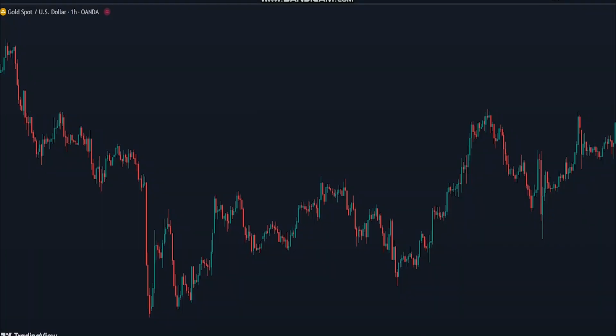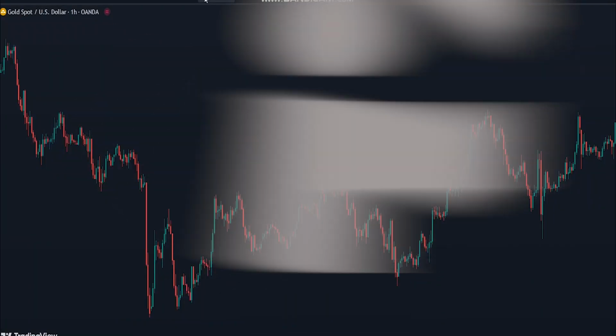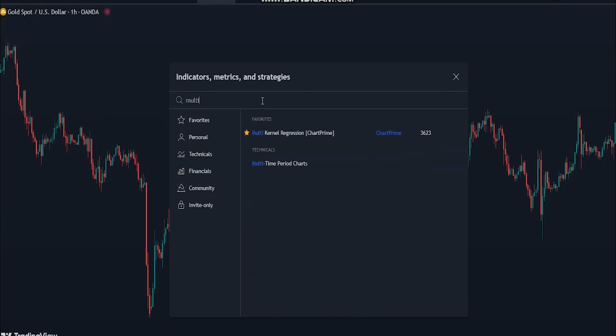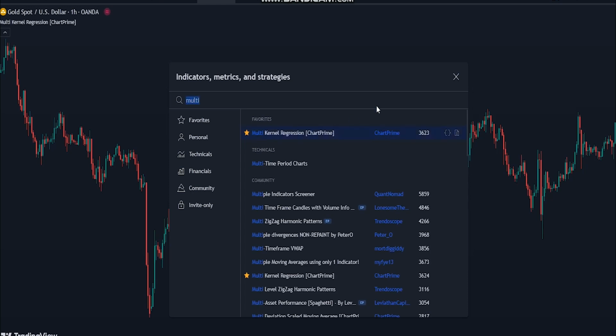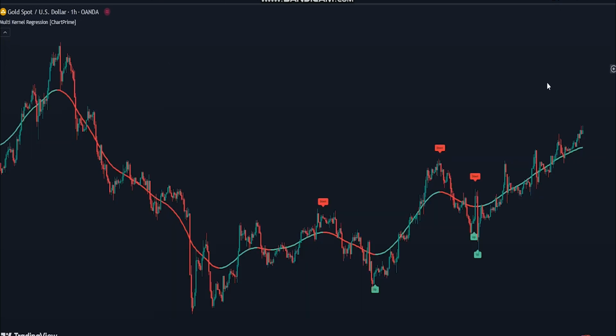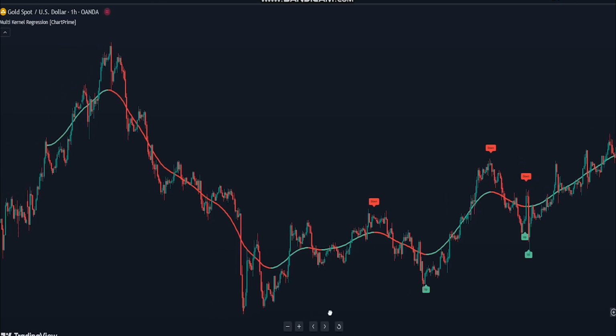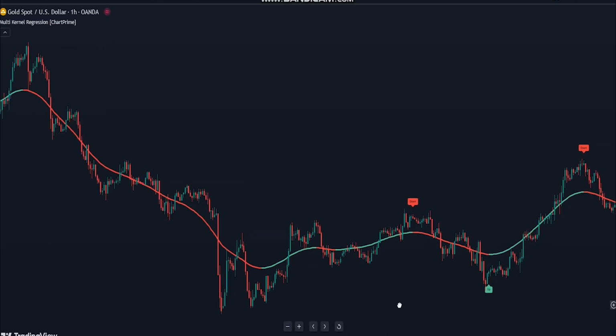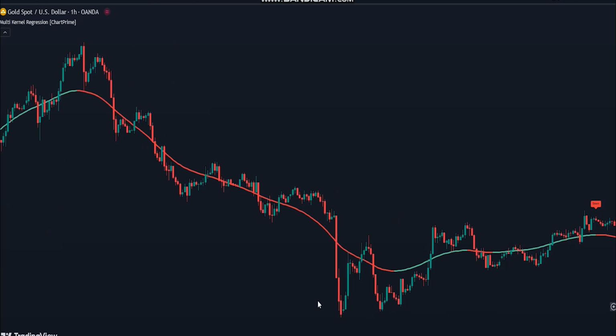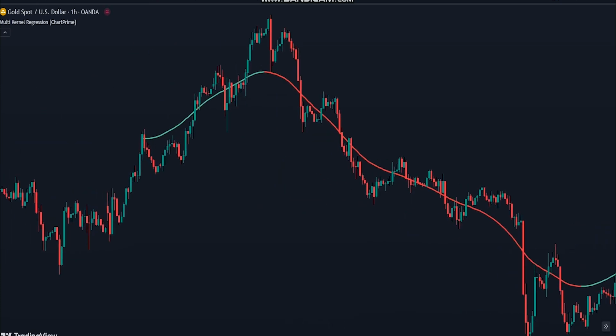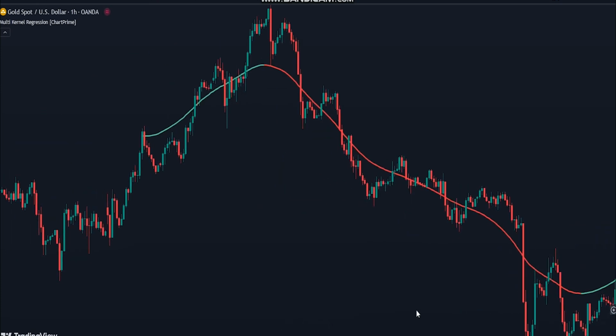We start by going to the TradingView website and selecting the multi-kernel regression chart prime version from the indicator section. As you can see, this indicator is extremely useful in identifying trends. One of the most important features of this indicator is having a moving average, which can be used to roughly determine the market direction. When it turns red, the market is in a bearish phase, and when it turns green, it indicates a bullish phase.